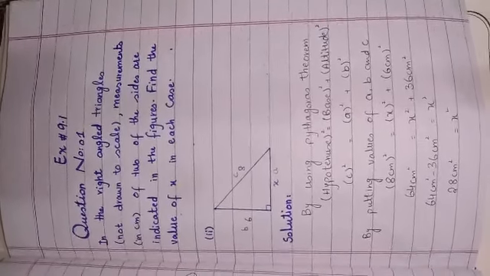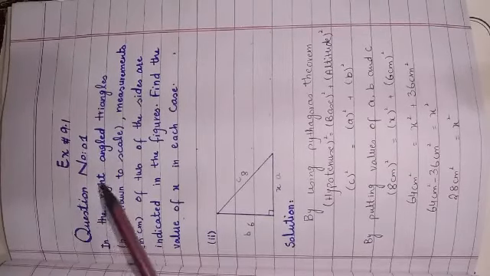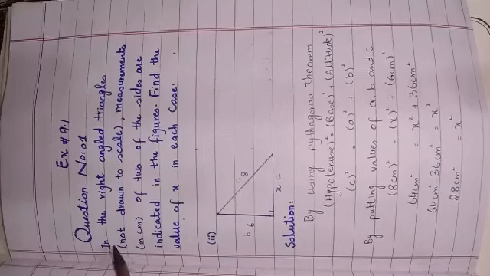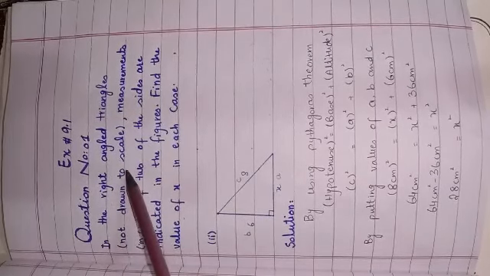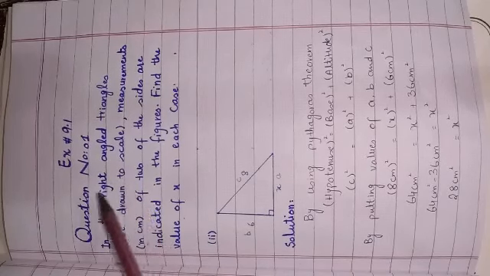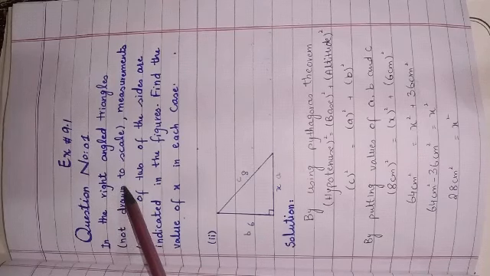Today we are going to start our exercise number 9.1. Let's start our question number 1. The question statement is, in the right angled triangles not drawn to scale. Students, all the triangles given to us in question number 1 are not drawn according to scale. They are just assumptions.